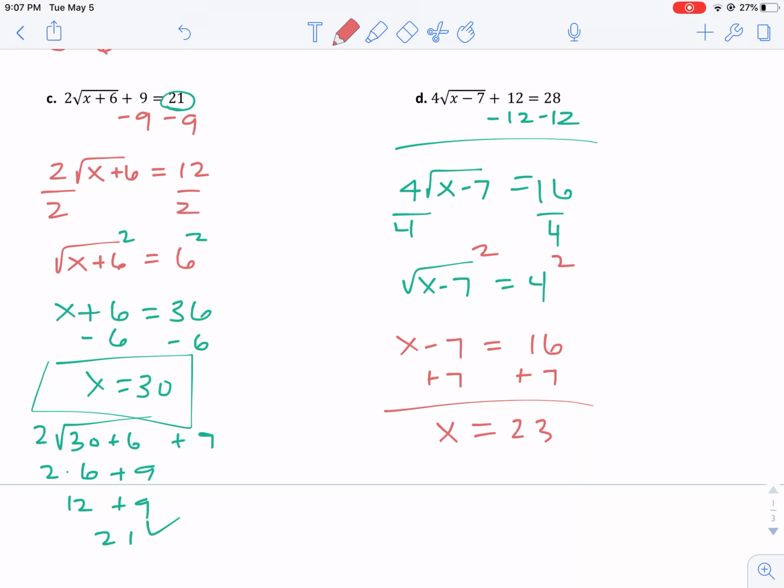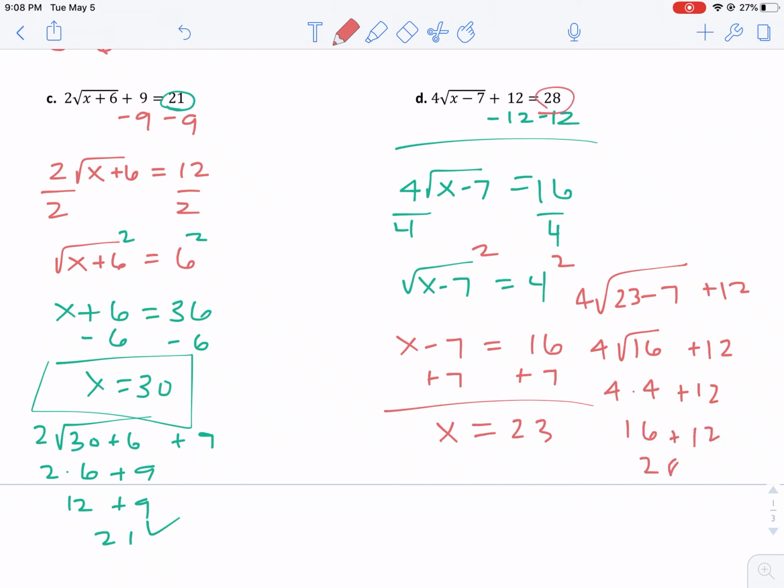All right, and then again, if we want to check, we would have 4 root 23 minus 7 plus 12. So that would be 4 root 16 plus 12. So 4 times 4 plus 12, 16 plus 12 gives us that 28 that we wanted originally. So we can be confident in our answer, x equals 23.